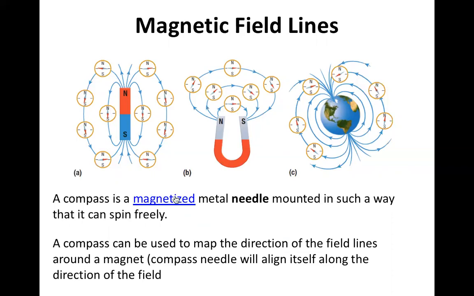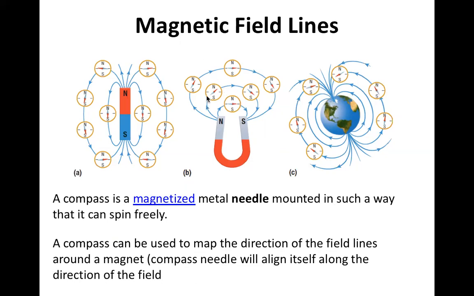And in fact, a compass is a magnetized metal needle mounted in such a way that it can spin freely. Since it can freely spin, we can tell if there's attraction or repulsion between the tip of the compass needle and a pole of a magnet. So the north side of the needle was named north magnet because it pointed towards the North Pole, where Santa is. A compass can be used to map the direction of field lines around a magnet or the Earth. And the compass needle will align itself along the direction of the field lines.